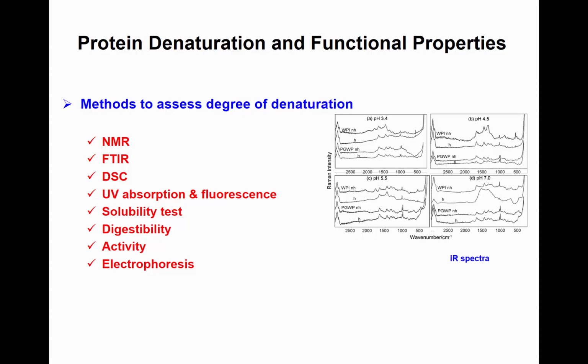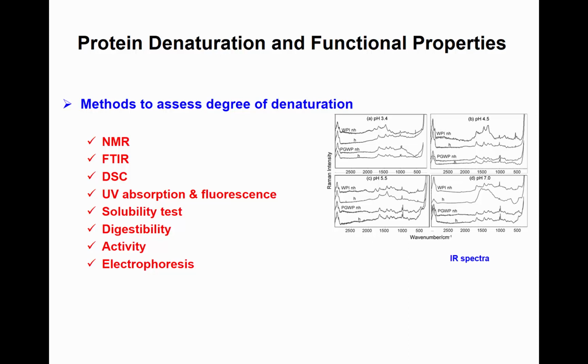Solubility test, because when the protein denatures, oftentimes solubility decreases. Proteins want to interact with each other rather than with the water. Digestibility: a partial denaturation enhances digestibility because enzymes will have more access to binding sites. However, if the protein polymerizes, it will become a large polymer and digestibility reduces. So if you see a change in digestibility, you can detect denaturation.